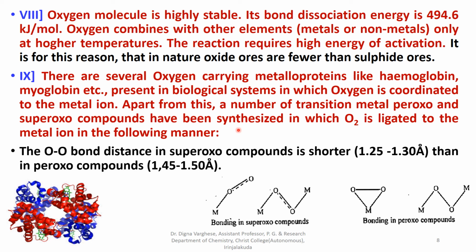So the anomalous properties of oxygen are: oxygen is a gas, oxygen is a diatomic molecule, oxygen has a high electronegativity value, so it exists as non-metallic, and most of its compounds are ionic in nature, and it has no valence shell d orbital, so the maximum covalency it exhibits is 2.